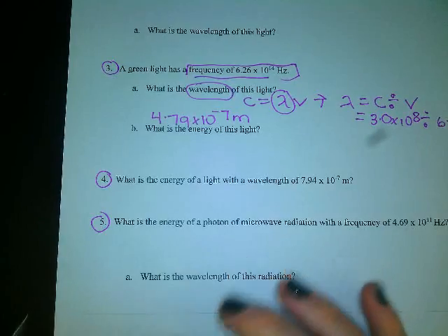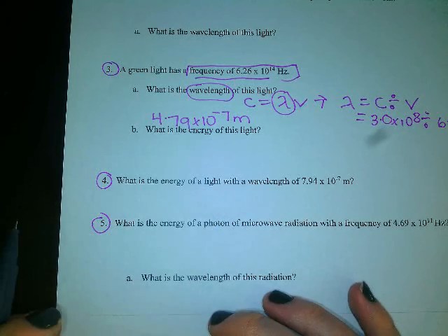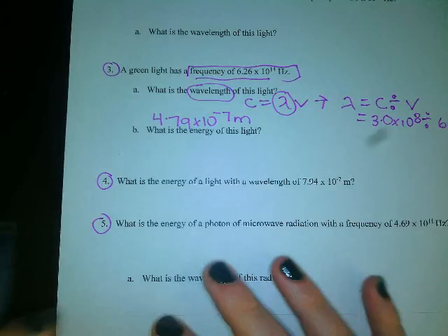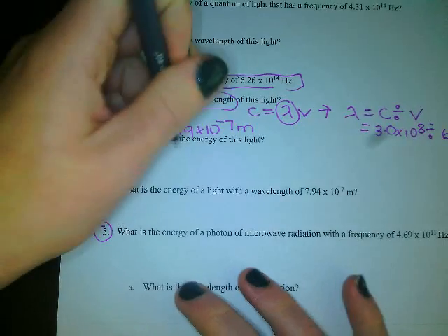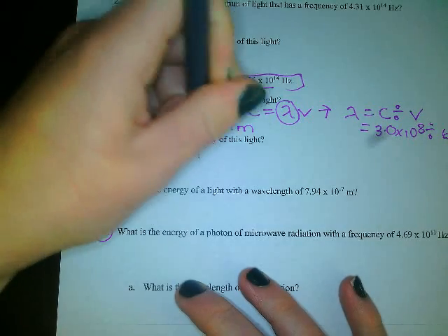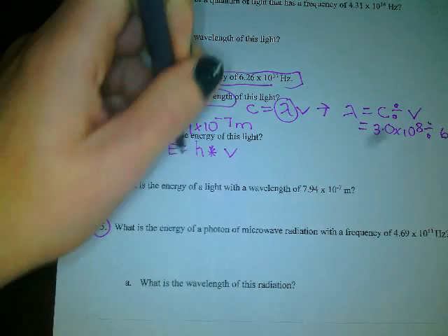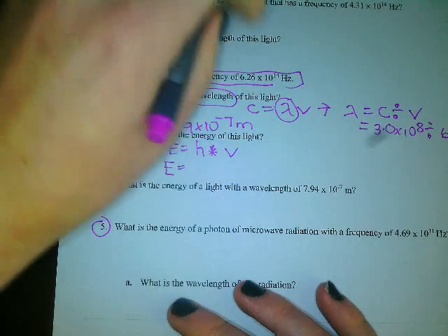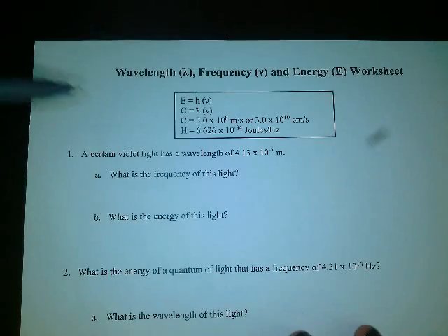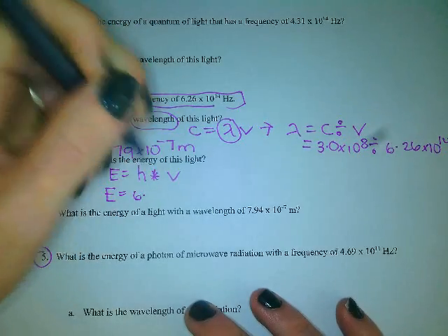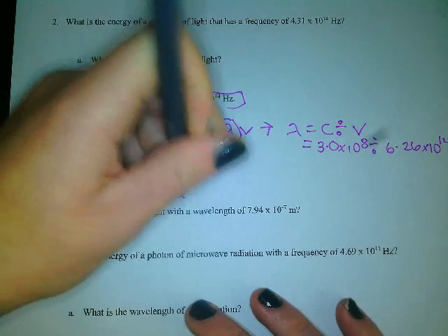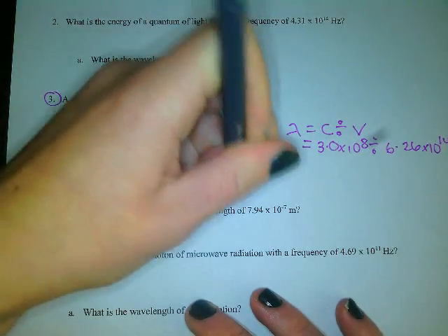So now I'm going to do the next part, B, the energy. Now that I already have frequency, energy is equal to H times V, times frequency. So I just have to use my Planck's constant, which is right up here. That's what Planck's constant is: 6.626 times 10 to the negative 34, multiplied by my frequency.